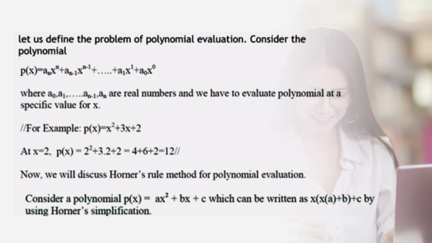For example, p(x) equals x square plus 3x plus 2. For this quadratic polynomial, you have to find the value at x equal to 2. So, p(2) equals 2 square plus 3 into 2 plus 2, that is 12. Now we will discuss Horner's method for polynomial evaluation.